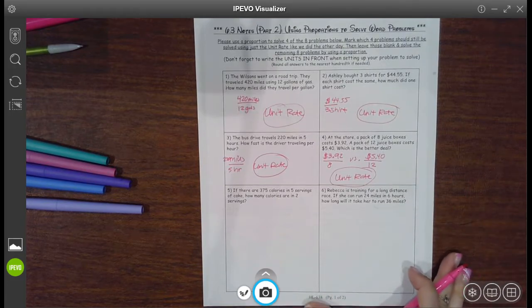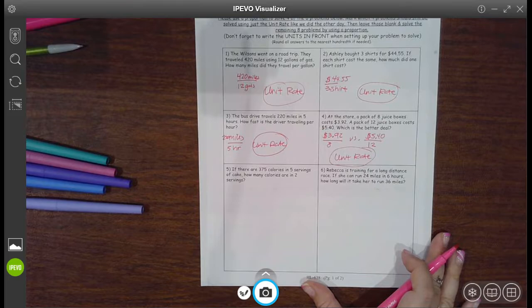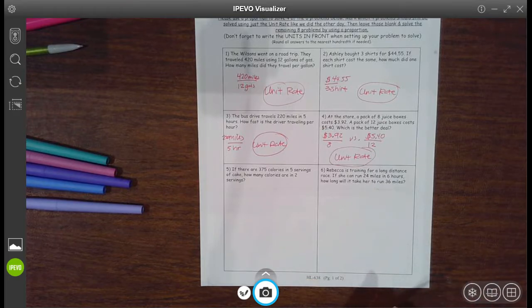Okay, so all of those are unit rates. And since I gave you the hint that there were only 4 where unit rate was better to solve, we kind of figured out now that the rest are proportions. So let's see why these ones are better to solve as proportions than the other ones.